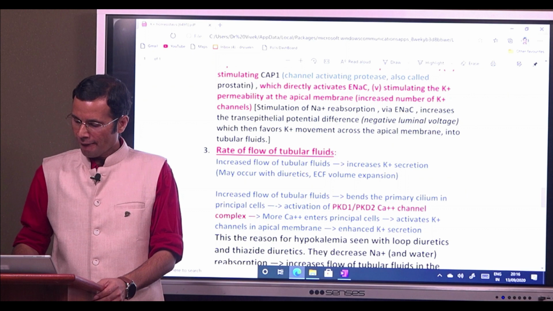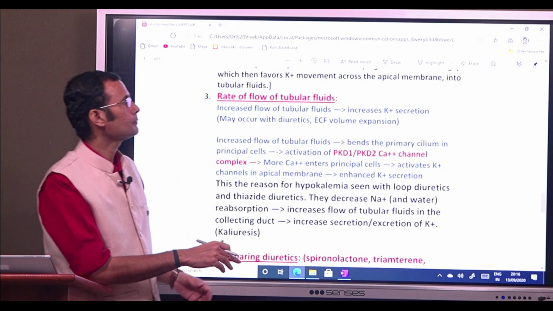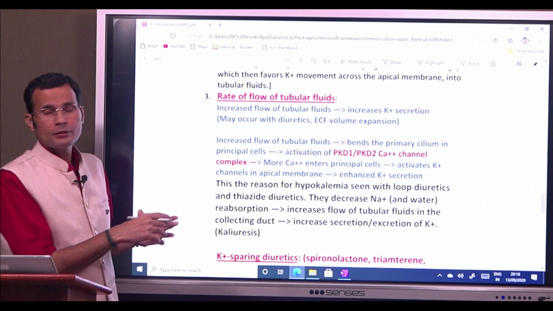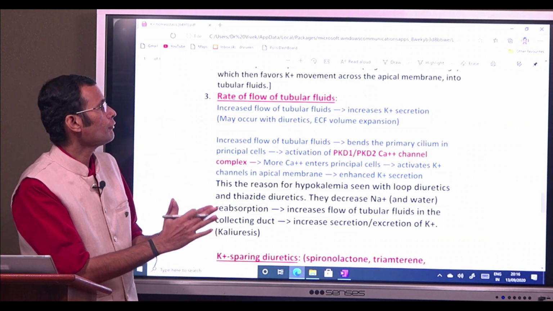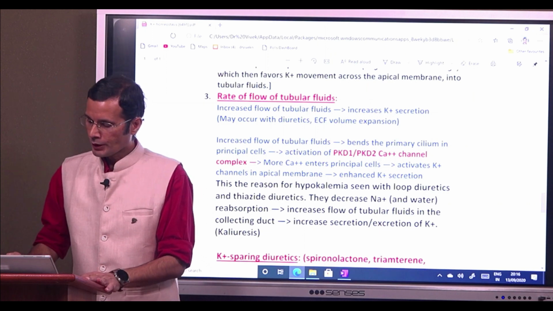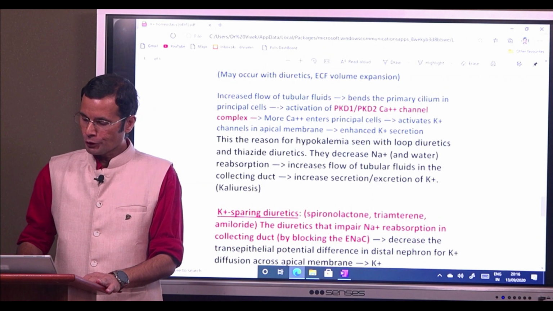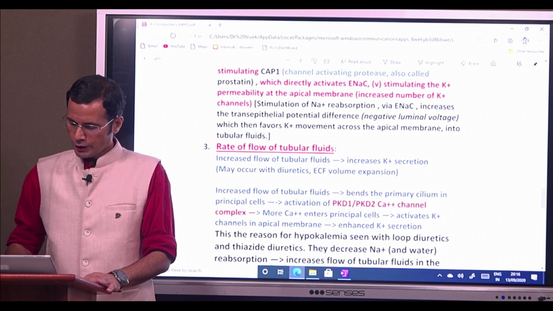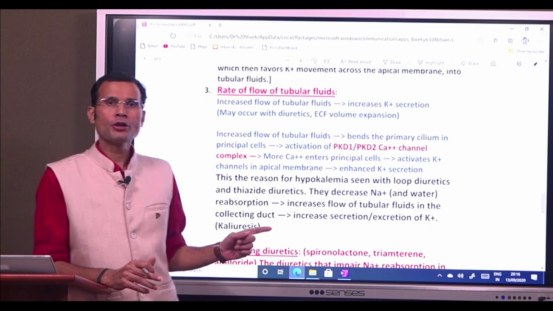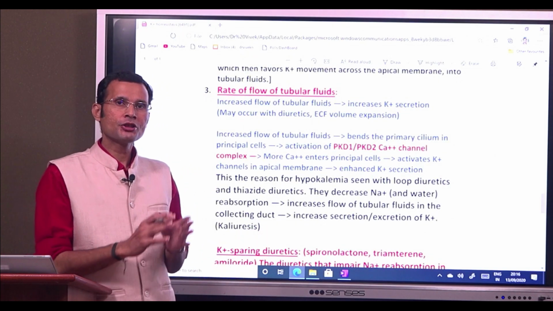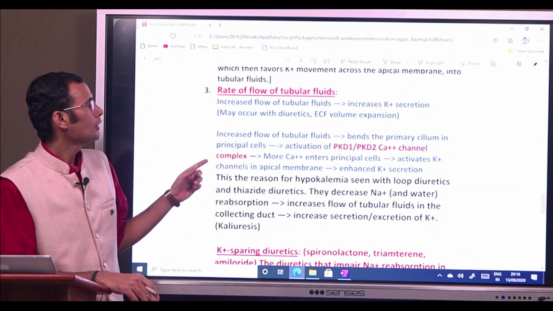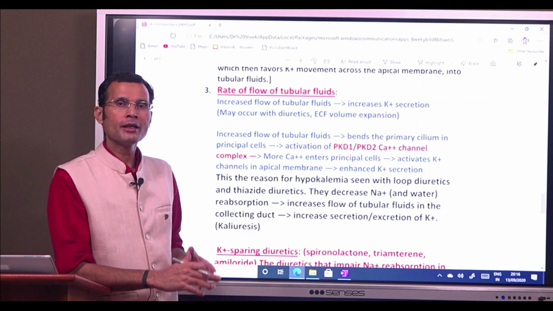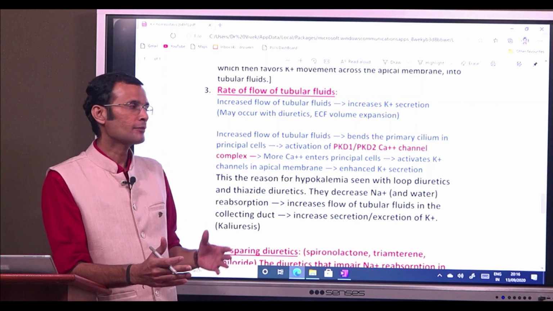Now next, and we have already mentioned this, the next factor is the rate of flow of tubular fluids. It is an important factor that determines potassium excretion. Remember, increased flow of tubular fluids has a tremendous role to play in potassium levels in the plasma.